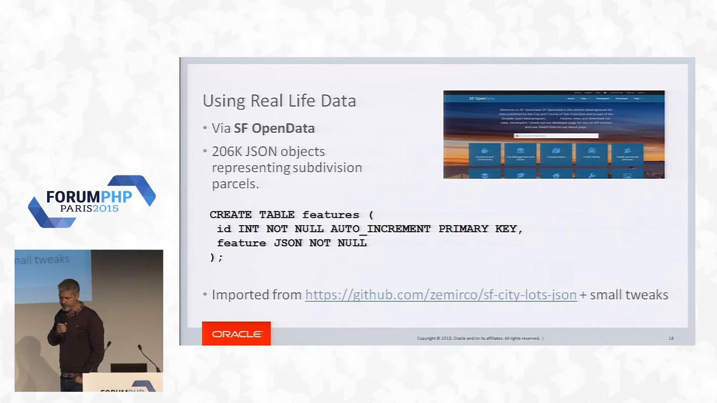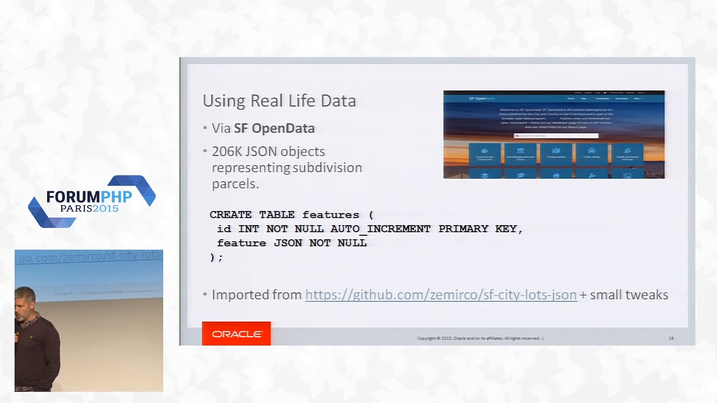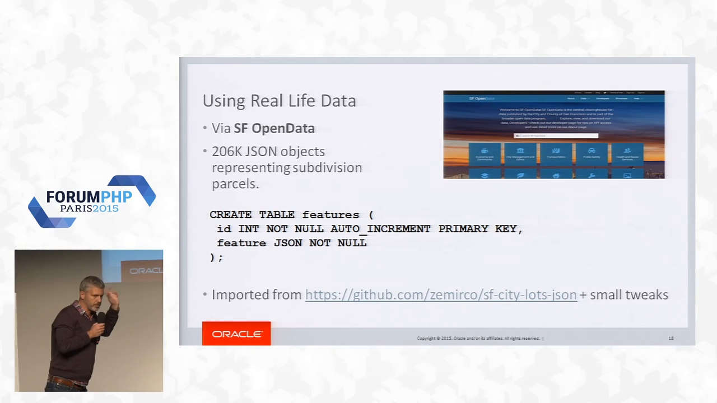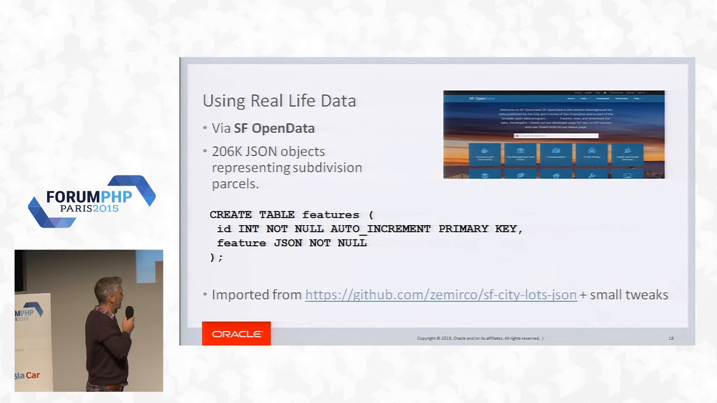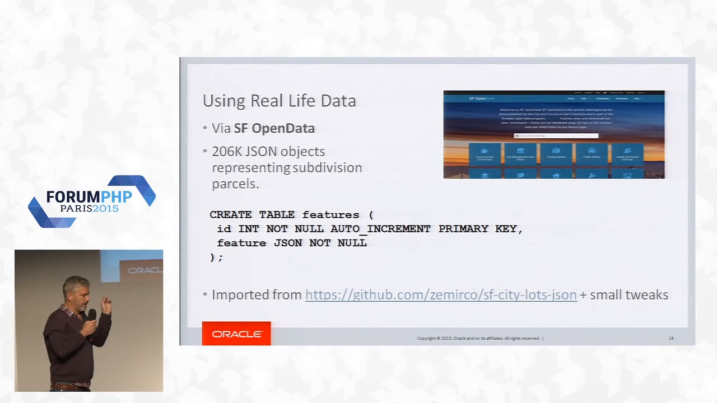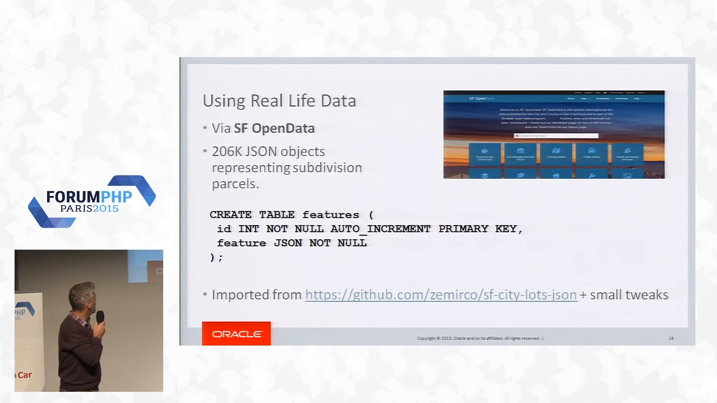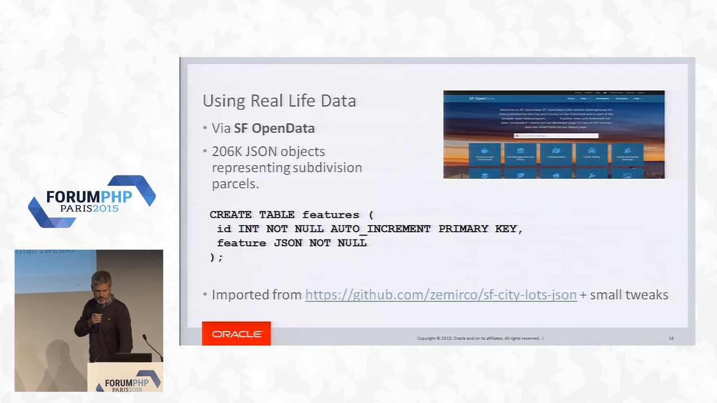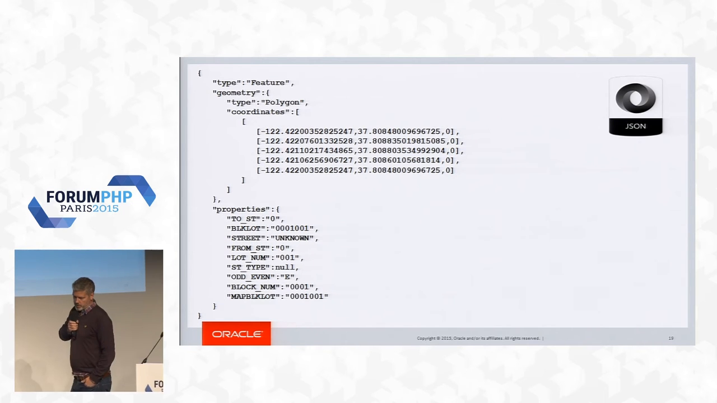So now let's look at some real life example here, so real life data. What we did, or actually Morgan did, was to take the San Francisco Open Data database. It's about 200,000 objects, which basically represent areas or places in San Francisco, and the basic format when we ported it into JSON is basically an ID which is an auto increment, and then a JSON data type. You can find all the details on that page. We'll post this on SlideShare or something, and you'll be able to jump in and look at that yourself. But the JSON objects look basically like this.